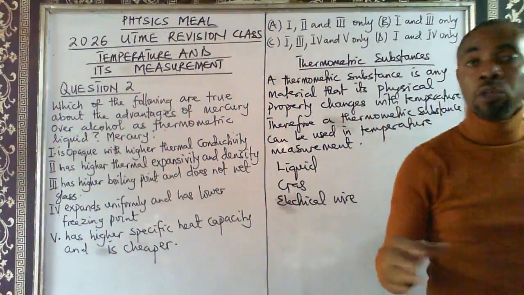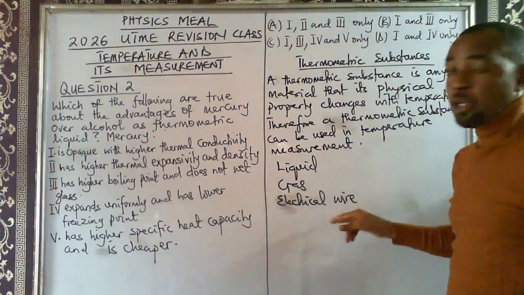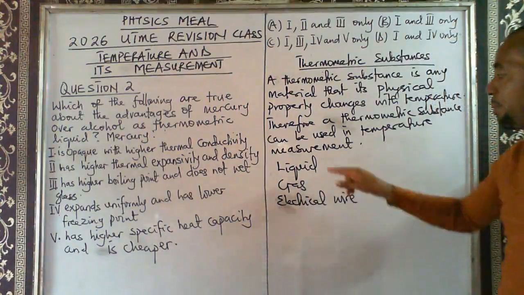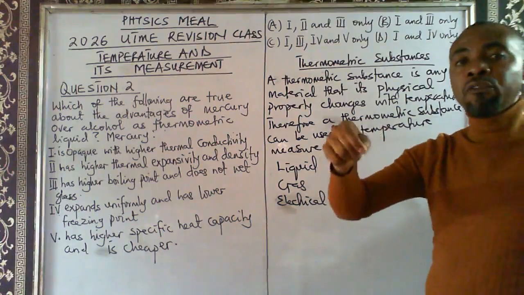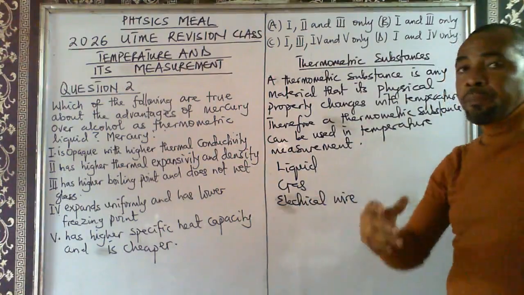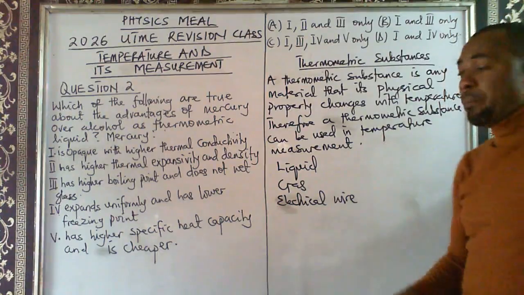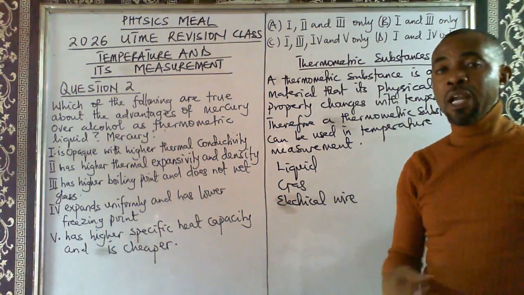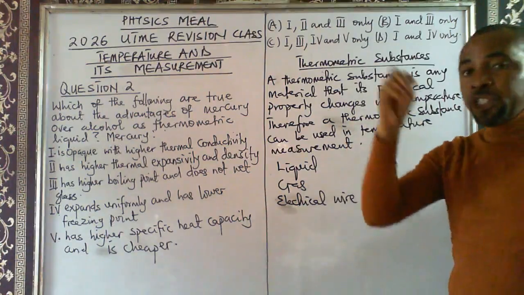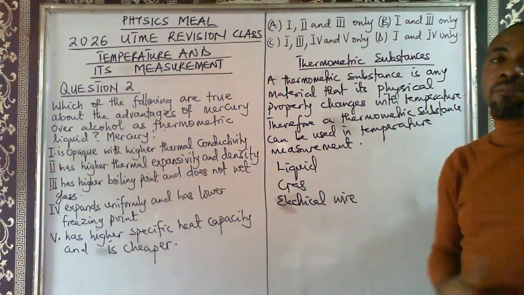All we need to know is the physical property that is peculiar to each of these substances that we refer to as thermometric substances. For example, what physical property of a liquid will change with temperature change? What physical property of a gas? And what physical property of an electrical wire? That particular physical property that will change with temperature change is the property that we use as the basis of temperature measurement.